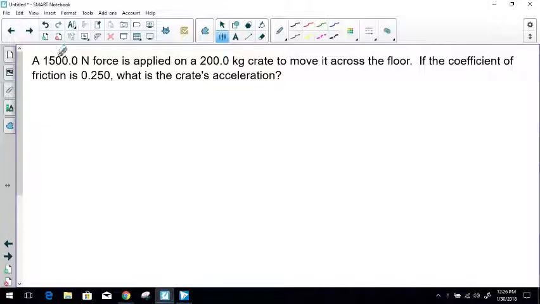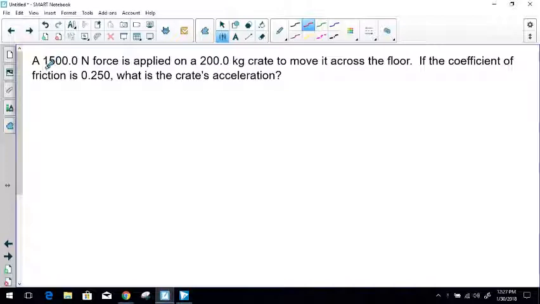A Newton's law problem, also involving the force of friction. A 1500 Newton force is applied on a 200 kilogram crate to move it across the floor. If the coefficient of friction is 0.250, what is the crate's acceleration? So we're given lots of information here.